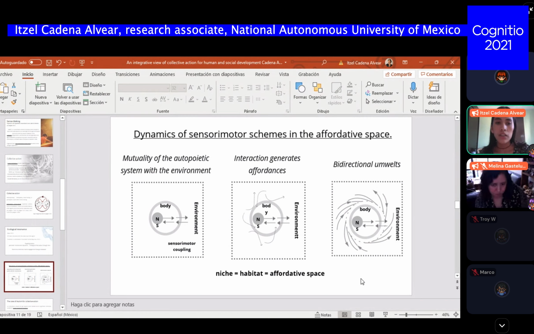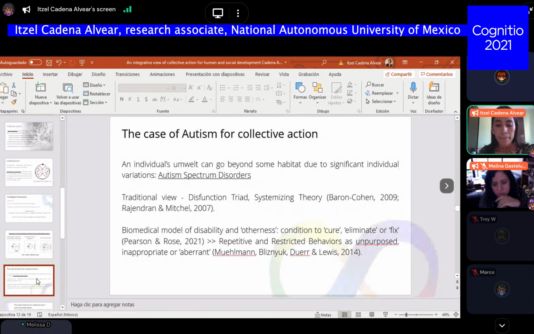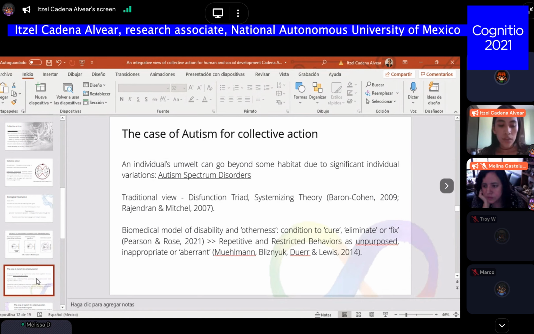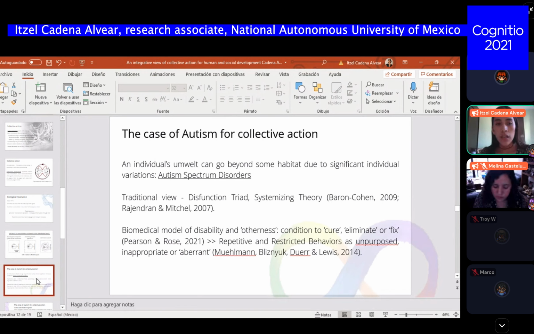So, what is usually called abnormal or pervasive behaviors could be better understood as different from the norm. Like a different relationship to the habitat, understood as a generation of different sensory motor schemes and therefore different affordances and sense makings than those that are called typical. So there is a relation, an umwelt, and it is constituted differently but not abnormally or pervasively. In this sense, we are taking into account the case of autism spectrum disorders to rethink how we research collective action, right?